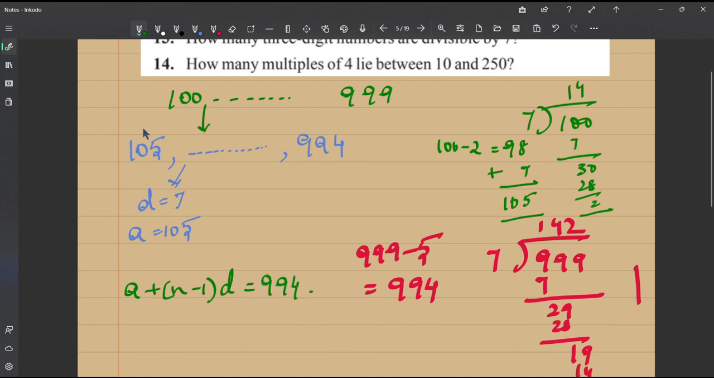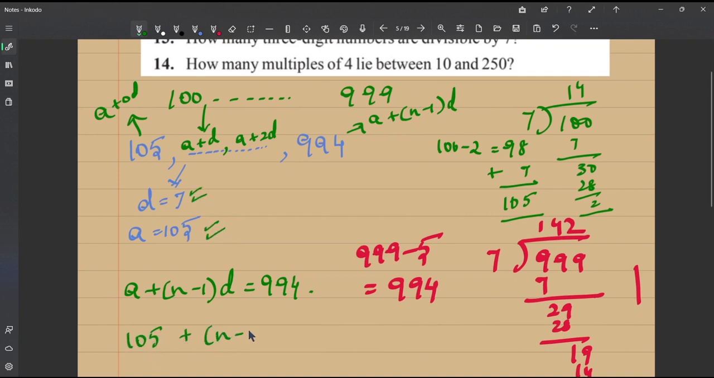Why have we arrived at this? Because this is your first term, which can be written as just a. The next one would be a plus d. The next term would be a plus 2d and so on. So the first term is of course a plus 0d. So the last term can be represented as a plus (n minus 1)d, right? And this is equal to 994. Just substitute the values you know here: 105 plus (n minus 1) into 7 is equal to 994.